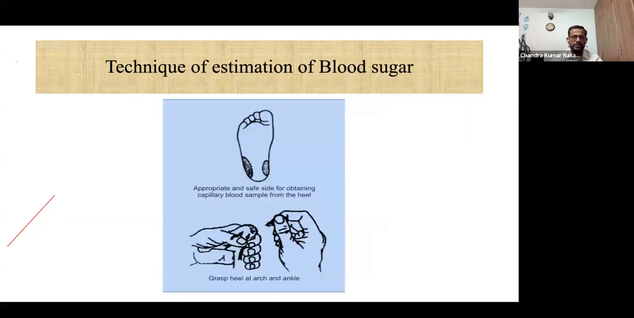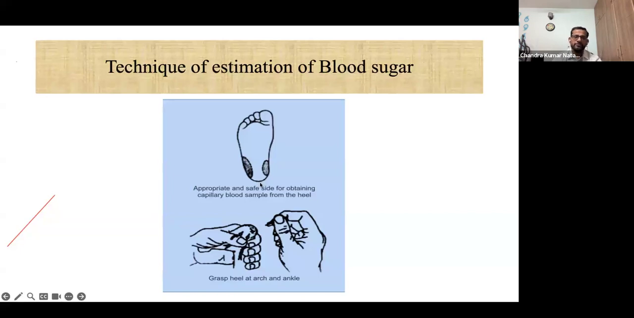Okay, so this picture depicts the ideal areas for screening. On the medial side and the lateral side, that is on either side of the heel, preferably on the lateral aspect. The point of the heel has to be left out. You should not prick here because the vascularity is less and the tip of the calcaneum is close to the skin. So if you repeatedly prick here, you may not get a good sample.